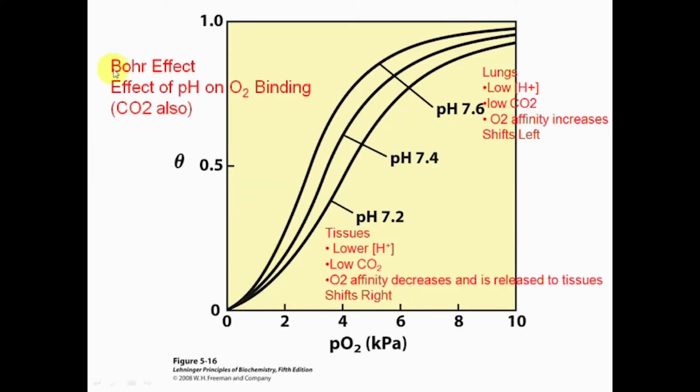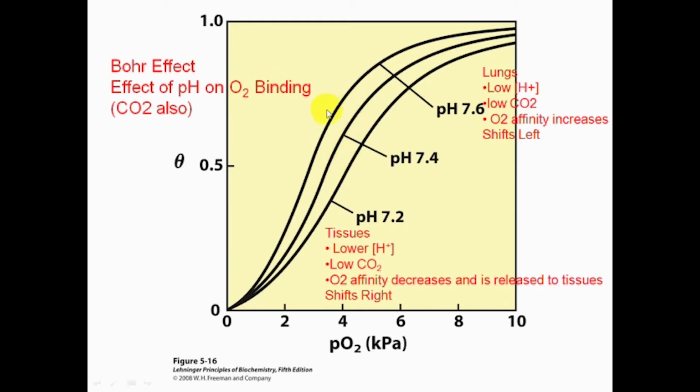Okay, this is called the Bohr effect. Remember, we don't want our affinity for oxygen to be super high in both the lungs and the tissues. We don't want to have the R state in both the lungs and the tissues, and we can make sure that doesn't happen by this idea called the Bohr effect. The Bohr effect tells you about the effect of pH and CO2 on oxygen binding.